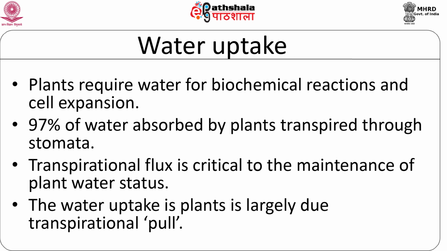Water uptake is another important physiological benefit due to transpiration. Plants require water for biochemical reactions and cell expansion, which is necessary for growth and development. However, up to 97% of water absorbed by a plant is transpired to the atmosphere through stomata. Transpirational water flux is therefore critical to the maintenance of plant water status, maintaining leaf temperature, as well as absorbing essential mineral nutrients which are taken from the soils. The water uptake in a plant is essentially a transpirational pool which is directed in an upward direction.